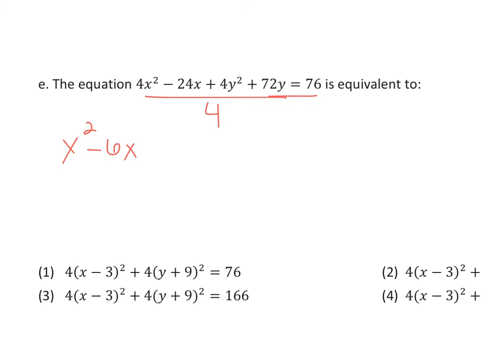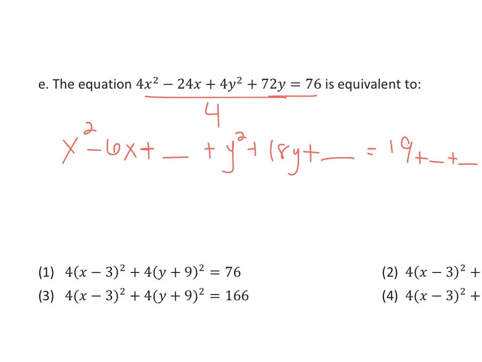So what you're going to have to do is put it in that form. If you can see that it looks like the equation of the circle with all the squareds there, I do want you to complete the square. So plus blank, plus y squared plus, what's 72 divided by 4? I think it's 9, hopefully. No, 18. That would be easier to work with anyways. Plus blank equals 76 divided by 4, 19.